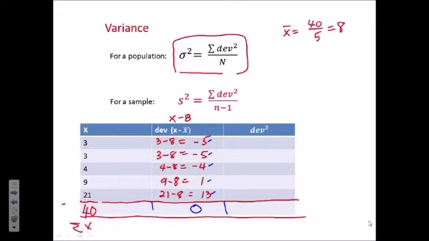But we are interested in the spread of the scores. How far away are they from the mean? Well, the way to take care of that, one way anyway, is to square the deviations and get rid of all those negative signs. So when we square the deviations, negative 5 squared, 25, negative 5 squared, 25, negative 4 squared, 16, 1 squared is 1, and 13 squared is 169.